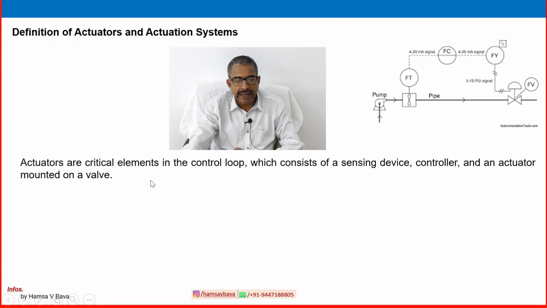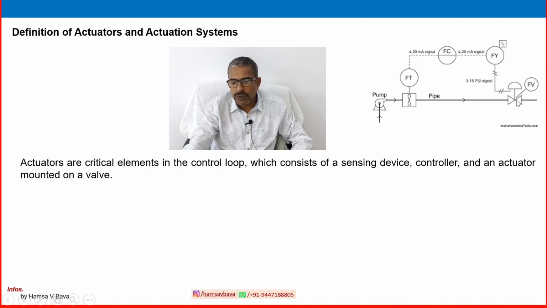Actuators are critical elements in a control loop, which consists of a sensing device, controller and an actuator mounted on a valve. Here the pipeline is there. You can see the flow meter is here and the flow transmitter is there. That is what is telling sensing device, controller and actuator mounted. So here the sensing device is there, and of course a transmitter is there. There is a controller.